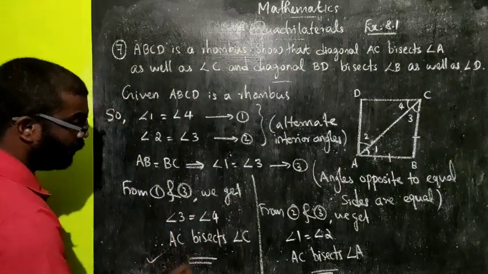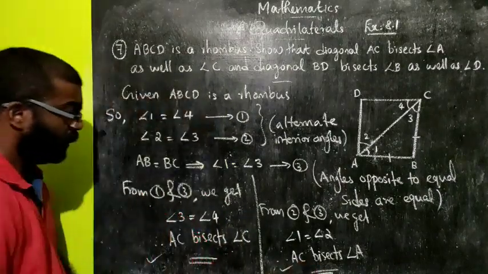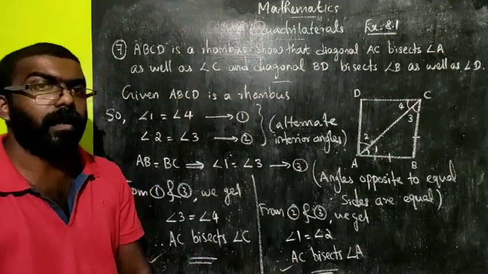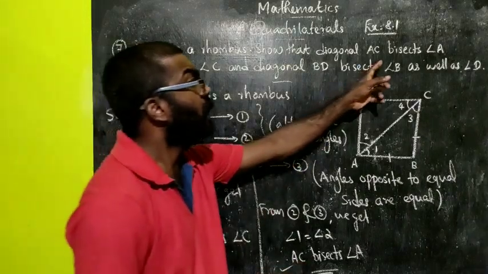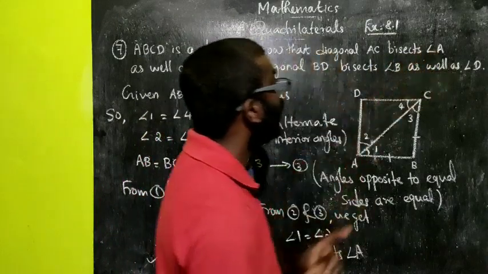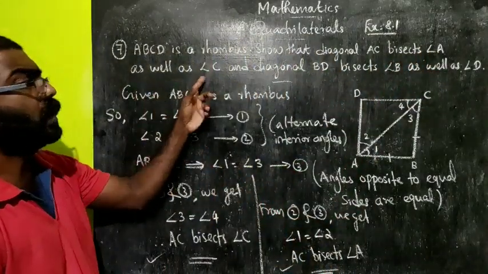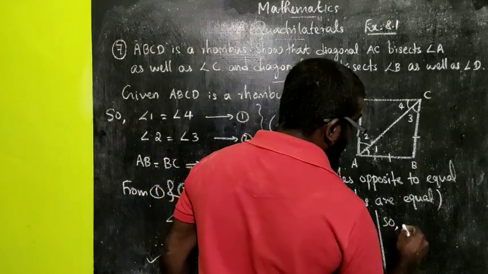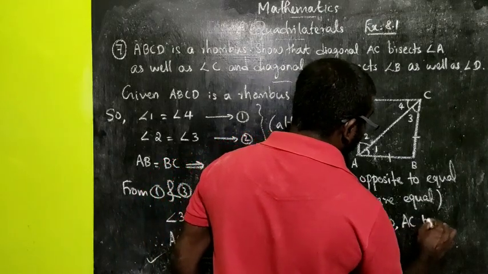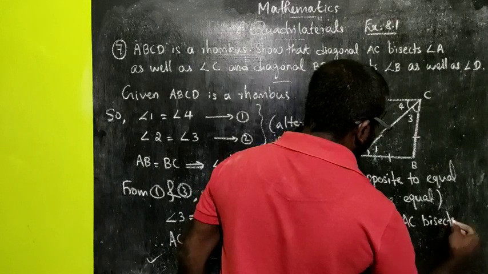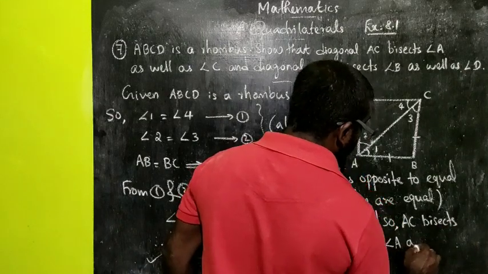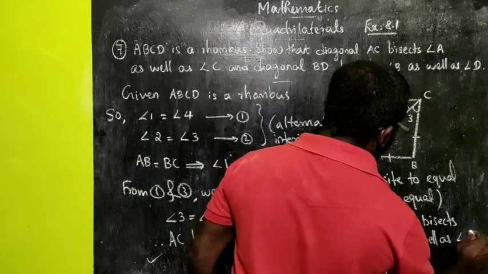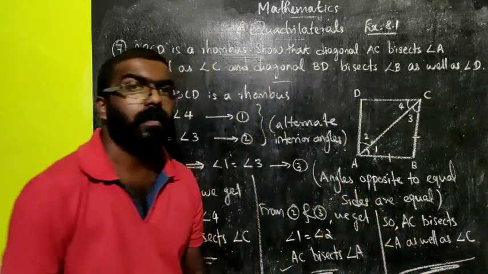And we can combine these two conclusions. AC bisects angle C, here AC bisects angle A. So we can say AC bisects angle A as well as angle C. So here we can write, so AC bisects angle A as well as angle C. Understood?